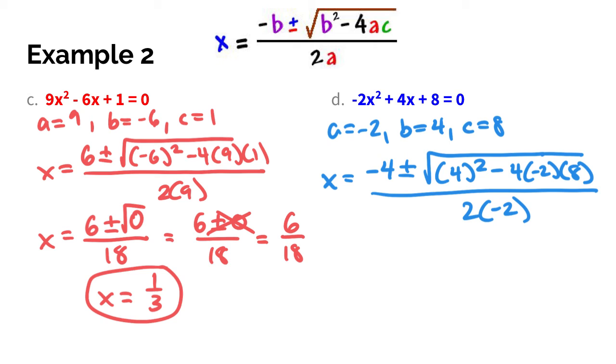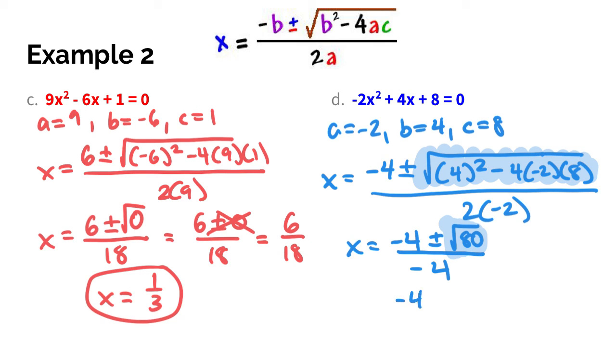I'm going to start off first by simplifying the discriminant again. And what I'll get is negative 4 plus or minus the square root of 80. Now, the square root of 80, again, 80 is not a perfect square number. So when you take the square root of 80, you're not going to get something nice. You're going to get 4 radical 5. So if I were to write this out, you would get negative 4 plus or minus 4 radical 5 over negative 4. Now, what the heck does this mean?